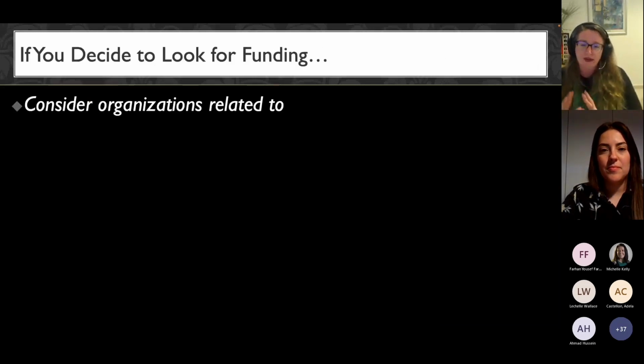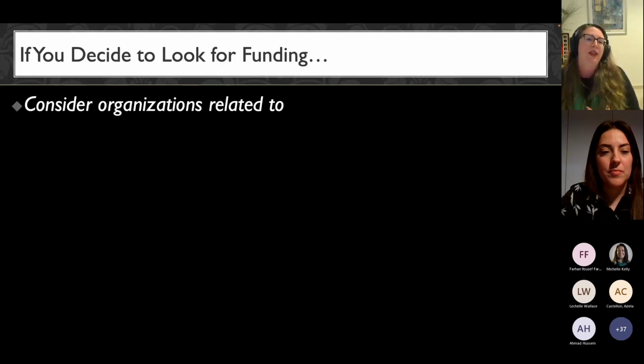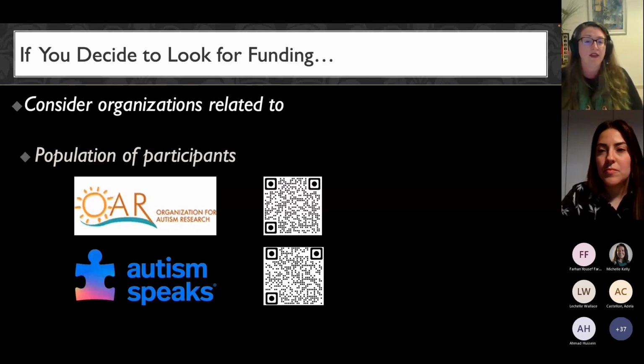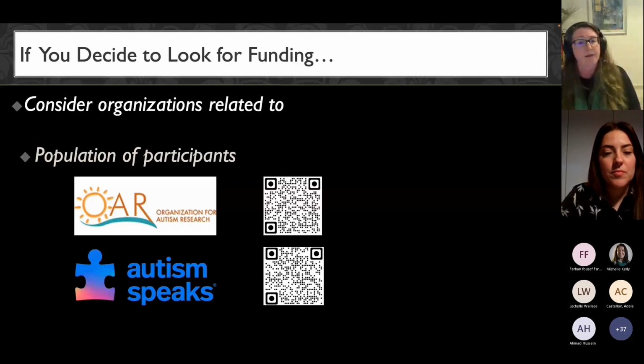So if you do consider looking for funding, you might want to look at organizations related to the population of participants. So if you happen to be doing research with individuals with autism or autistic individuals, Organization for Autism Research and Autism Speaks are both organizations that provide funding for research about autism.